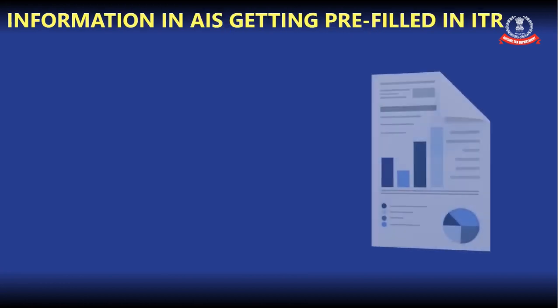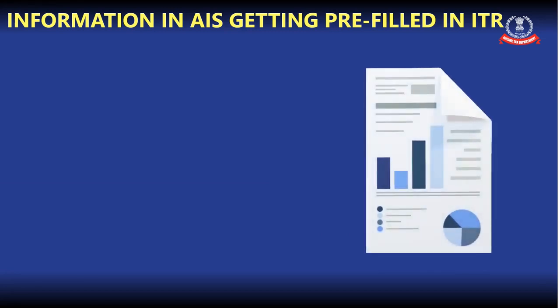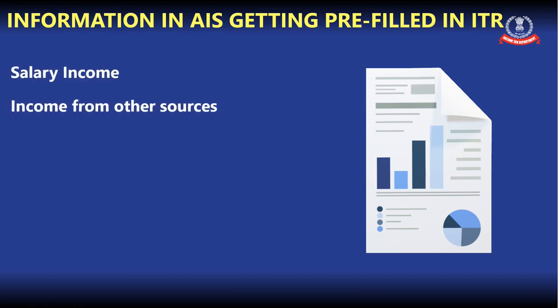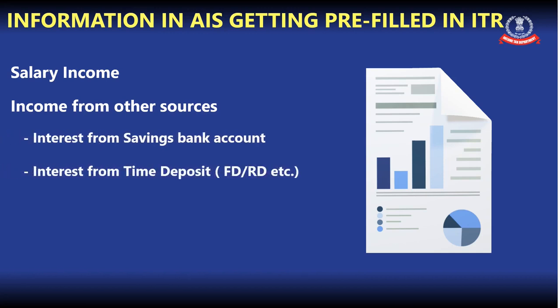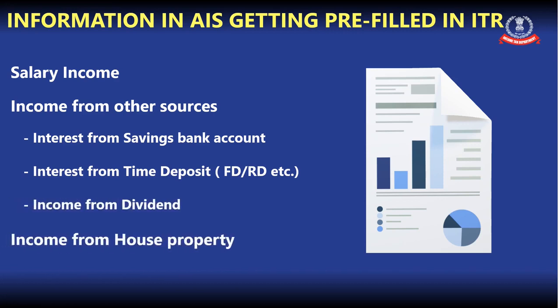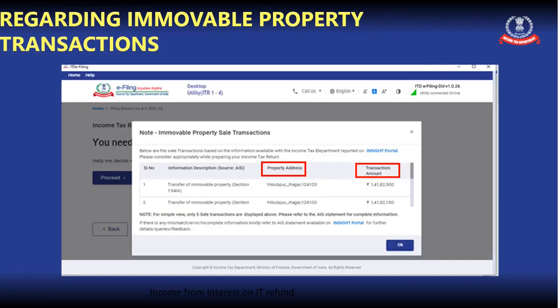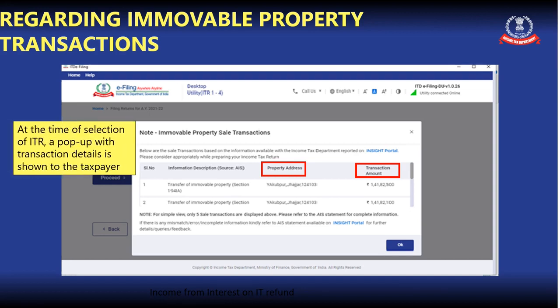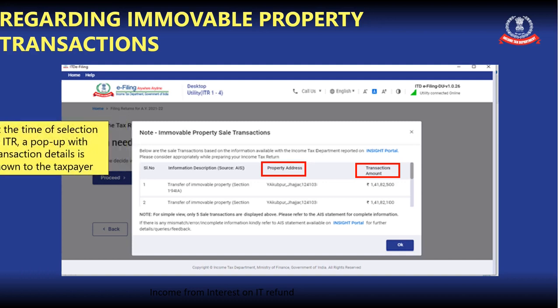You would also be interested in knowing what information in AIS is getting pre-filled in ITR. Kindly note salary income. Under the head income from other sources, interest from savings bank account, interest from time deposit, that is fixed deposit and recurring deposit, and income from dividend is getting pre-filled. Along with that, income from house property is also getting pre-filled in ITR. Regarding immovable property transactions, at the time of selection of ITR, that means when you want to file your ITR and you are selecting which particular ITR is applicable to you, a pop-up with transaction details is shown to the taxpayer. It will have the transaction details of property address, transaction amount, etc.